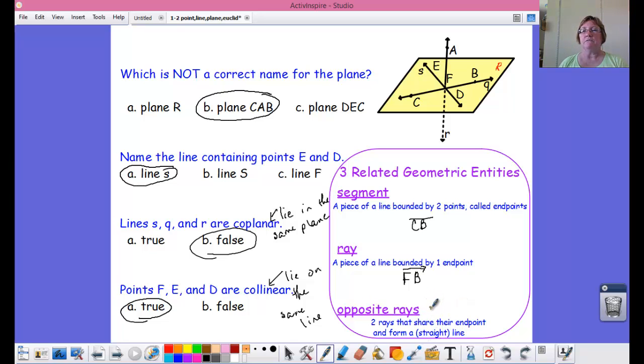In keeping with what we just looked at, ray FB and ray FC, starting at F but now going the opposite direction. FB, FC, a pair of opposite rays. Again, I just want to remind you that the first letter is the endpoint. The second shows direction.